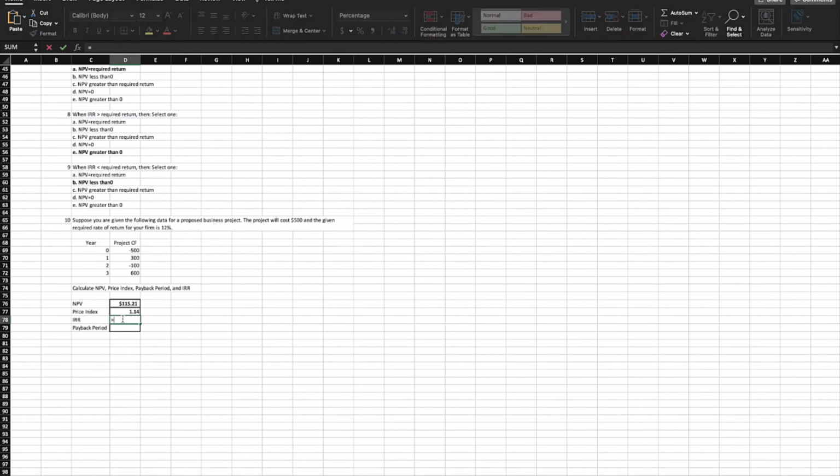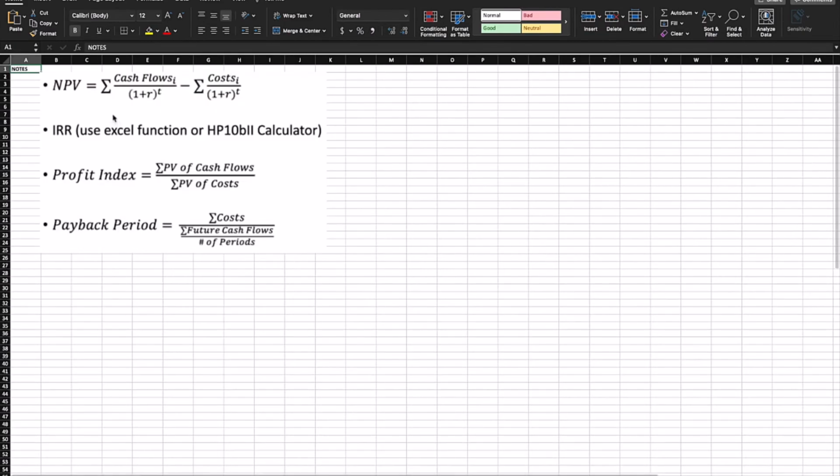IRR, luckily we are in Excel again, and IRR is a function. All we have to do is give it the values. IRR understands time value at 0, so our cost is in the calculation it does for us, and we get 23% here. For the next number, the payback period, we have to go back to the note sheet, and we'll see that it is the sum of the costs divided by the future cash flows. So our cost, what it cost us, the benefits, and the number of periods.